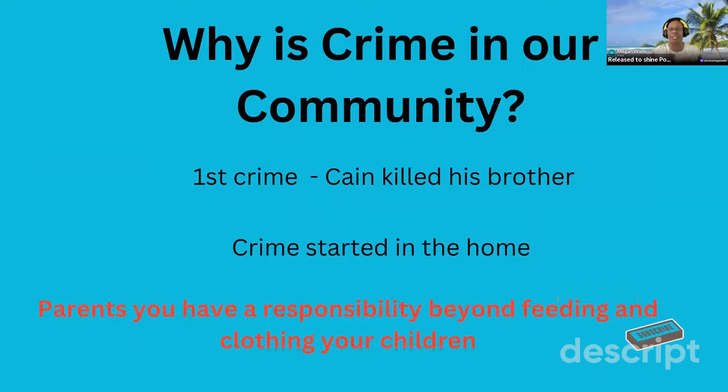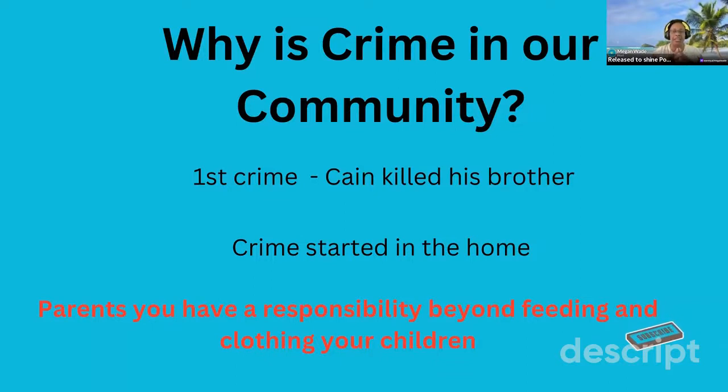But why is crime in our community? If you recall, or if you're not aware, the first crime that ever happened on earth was the crime of one brother killing another. Cain killed his brother Abel. So crime started right in the home. Jealousy, anger, not wanting to listen, not wanting to follow instructions. That was Cain. And he took the life of his brother.